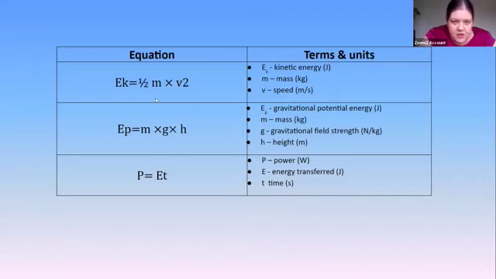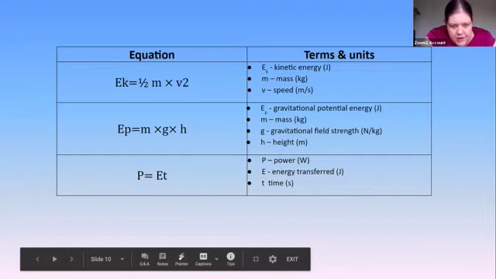What I would suggest for revision strategies with these is to get some flashcards, write the equation on one side, and on the other side write the terms and the units. Then you can test yourself on whether you can remember what EP equals M times G times H is, for example. Has anyone got any questions about the equations?